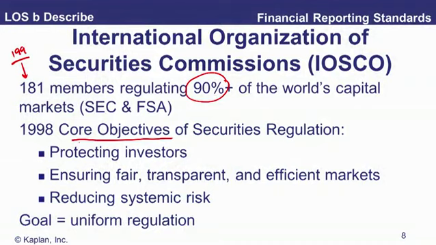And then the final one, reducing systematic risk. So in other words, reducing the risk of banking collapses, such as the one that we witnessed in 2008, 2009. So very important that you take in those core objectives. Goal, uniform regulation. So what they're trying to do is provide uniform regulation of securities markets globally. So in other words, whether you're a customer in the UK or whether you're a financial services customer in the US, you should know roughly what rules apply to you, and they should be consistent.